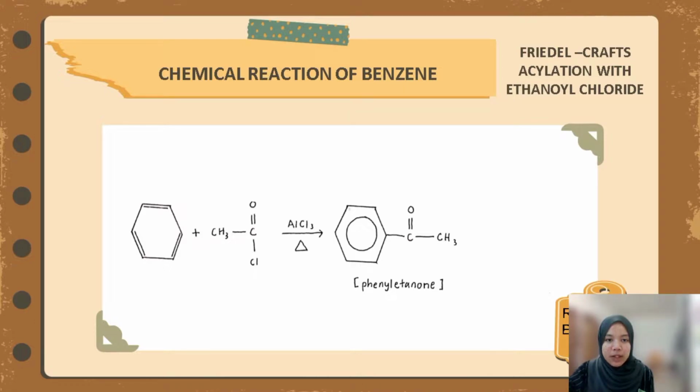So here is the chemical reaction of benzene. Benzene can undergo Friedel-Crafts acylation with ethanoyl chloride. So here, benzene plus ethanoyl chloride, the condition here is catalyzed by aluminum chloride. So it will become an ethanone. As you can see here, the functional group attached to the benzene ring is a ketone, and it has one carbon only. So it will be phenylethanone.